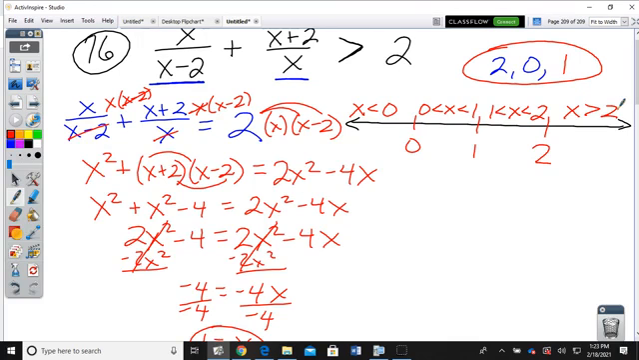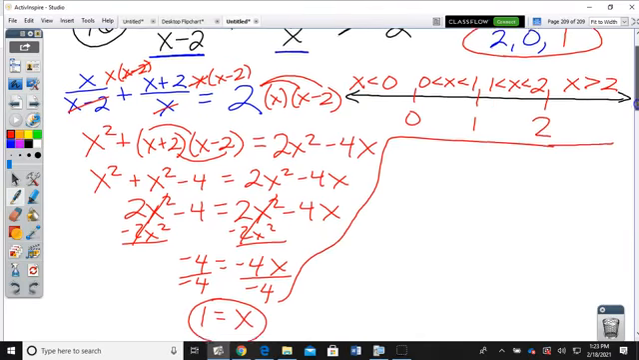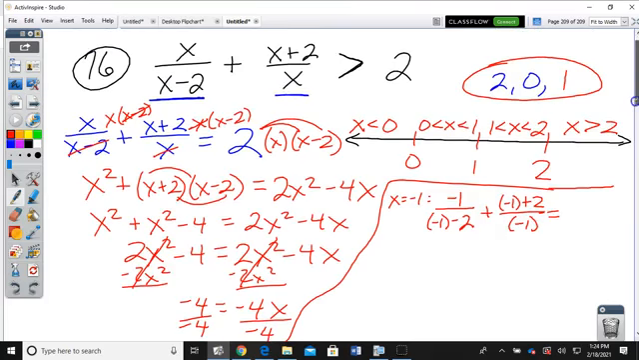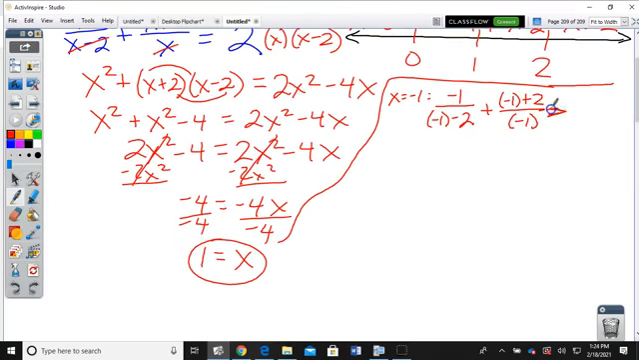So something less than 0, I'm going to plug in negative 1. I need some room here, all right? So x equals negative 1 here. That would be negative 1 over negative 1 minus 2 plus negative 1 plus 2 over negative 1. It needs to be greater than 2, so let's see if that's actually greater than 2. This would be negative 1 over negative 3 plus 1 over negative 1.